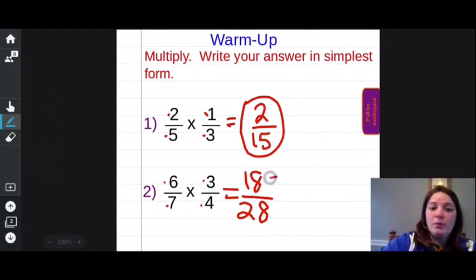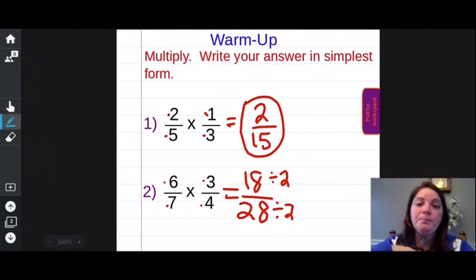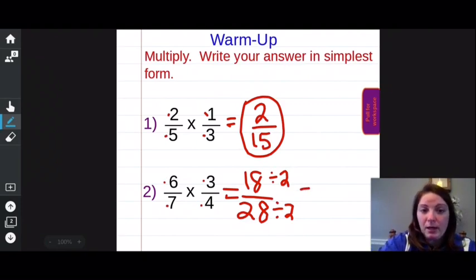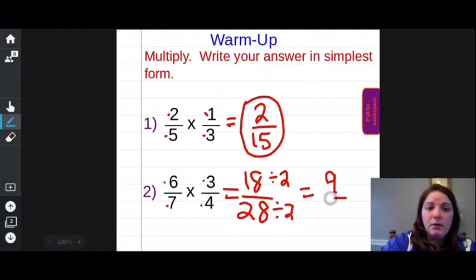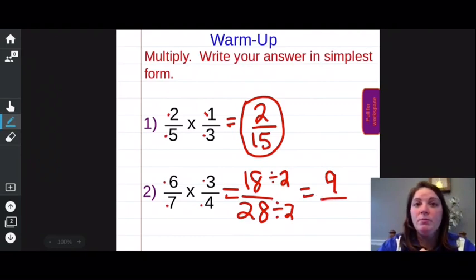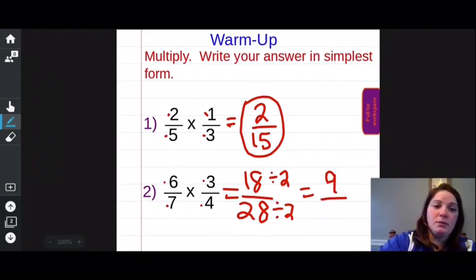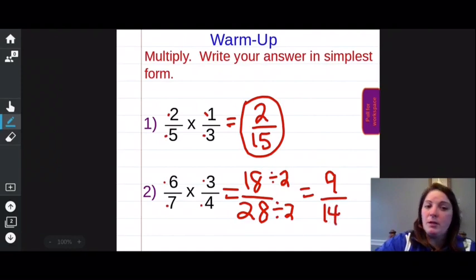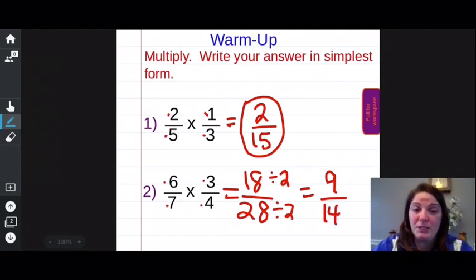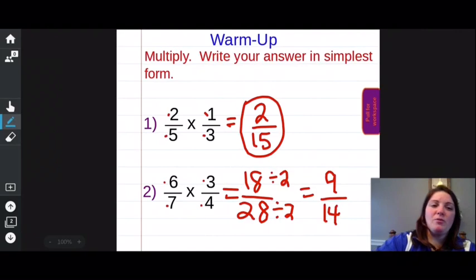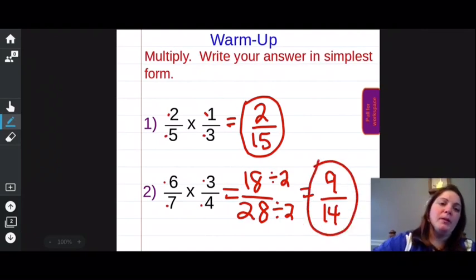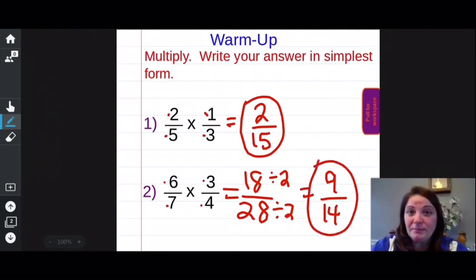So I can divide both of these guys by 2. They're even, so I know I can divide them by 2. 18 divided by 2 is 9. And 28 divided by 2 is 14. Are there any times tables that give you a 9 and a 14? No, so that's in simplest form now. How'd you do? You're going to need this skill to be able to do today's work.